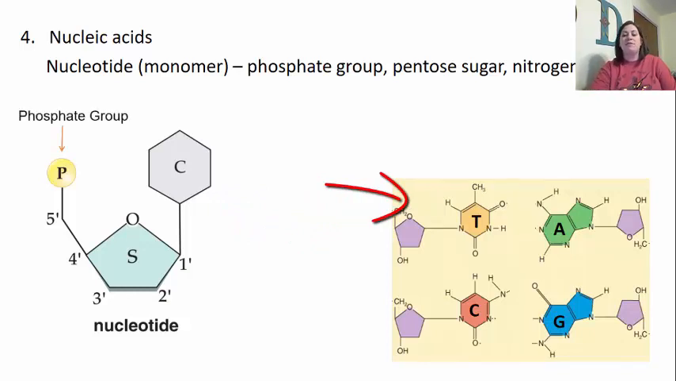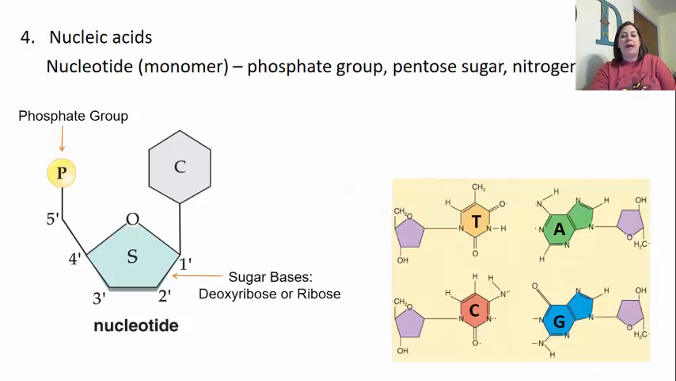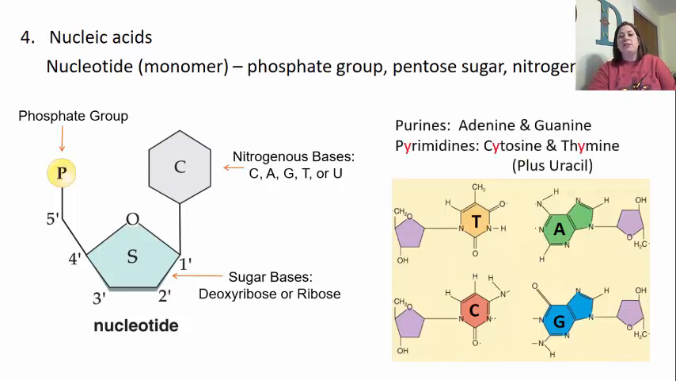Okay, so we have our phosphate group, we have our sugar base, and we have our nitrogenous base. Now, T can also be replaced with U when we're talking about RNA. Now, purines are the adenine and the guanine, so this is going to be A and G. The pyrimidines are the cytosine and the thymine, and one way to remember this is pyrimidines has a Y in it, so does cytosine and thymine. Now, uracil is also a pyrimidine. It does not have a Y in it, but it does take the place of thymine.